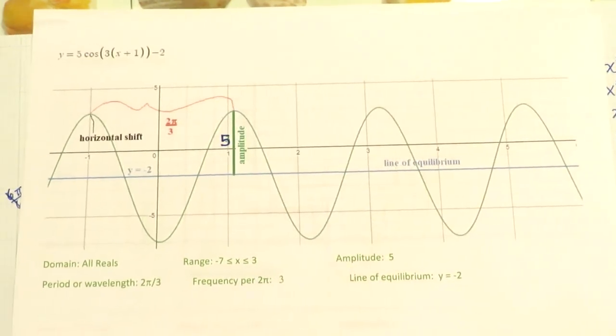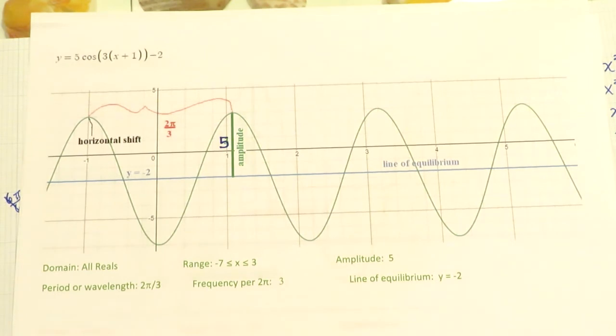Then this wave has been shifted 1 to the left, and that's because we have x plus 1. So if you put minus 1 in for x, you would get 0, so you should get a similar point as to if you plug 0 into basic cosine. So the shift is to the left 1 space.